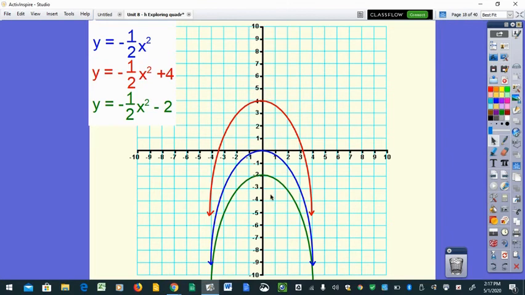Remember, we said they were all going to open down. We said that we expected them to be wider. This isn't the parent function, but it is sort of the one that is vertexed at (0, 0). It's negative, so they're all opening down. And notice that all three of these, because they have the same a, are opening down and are all the same width. But notice that the green one is shifted down 2 units for its y-intercept, and the red one is shifted up 4. And again, I think you'll remember we had that discussion back a few units.